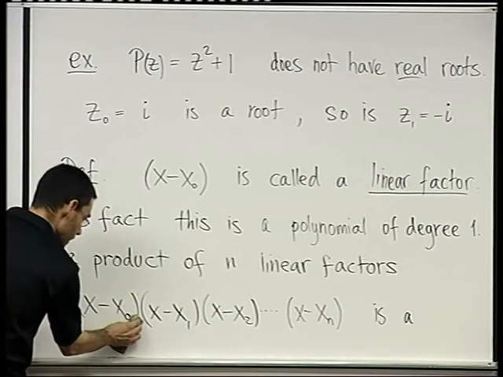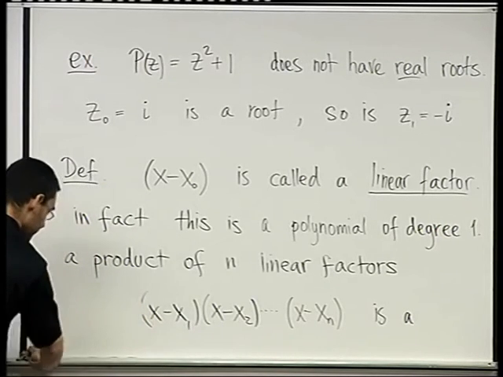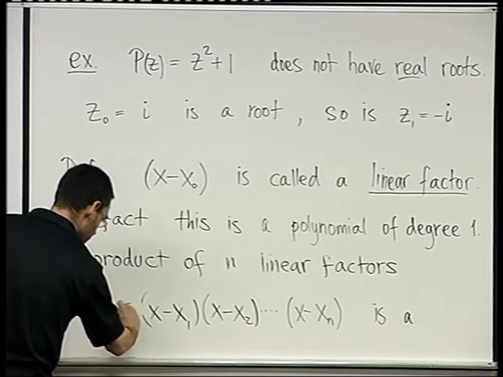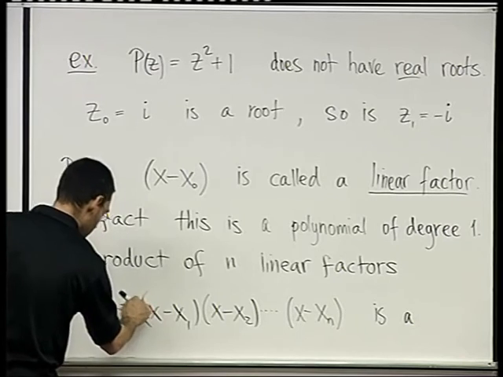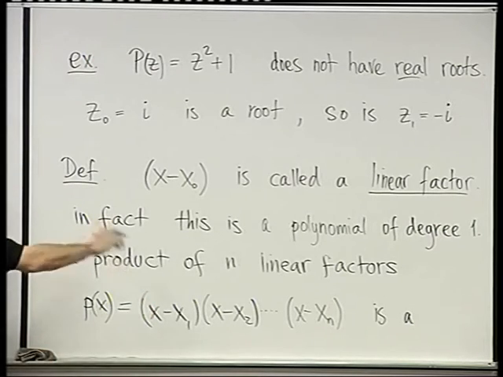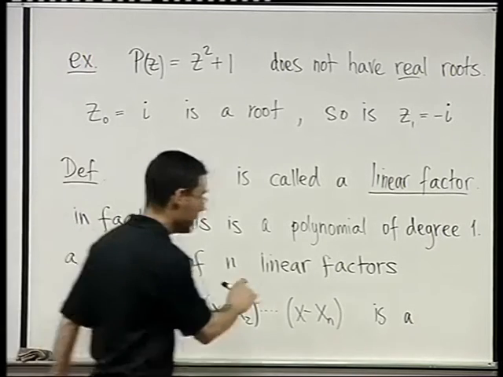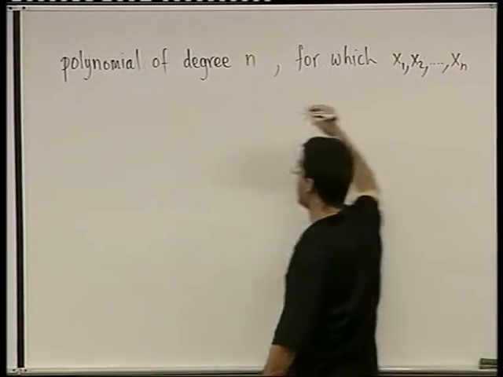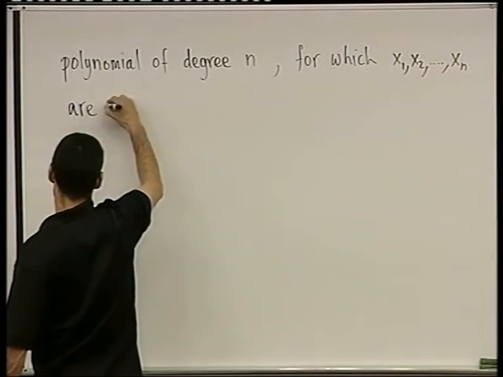So let's remove the first one and just start it from x1. P of x equals x minus x1 up to x minus xn. Now it's a product of n factors, a polynomial of degree n, for which x1, x2, all the way to xn are roots.